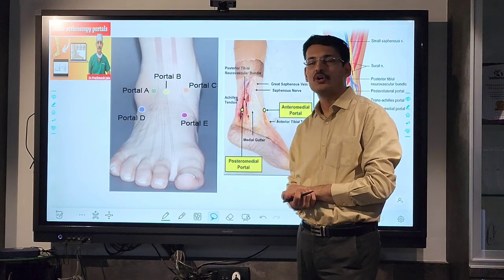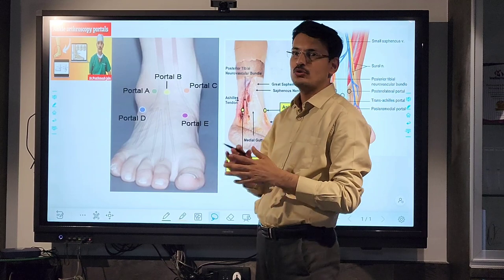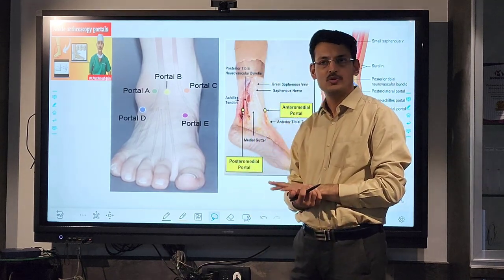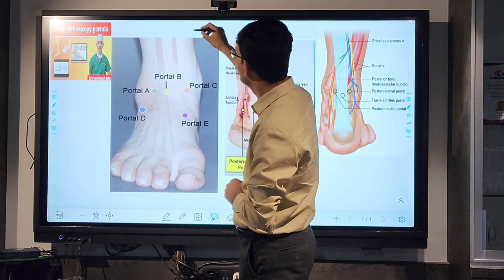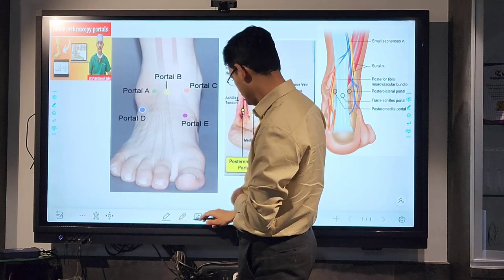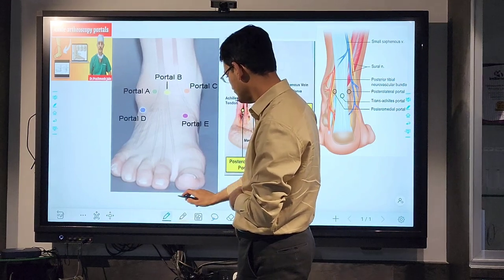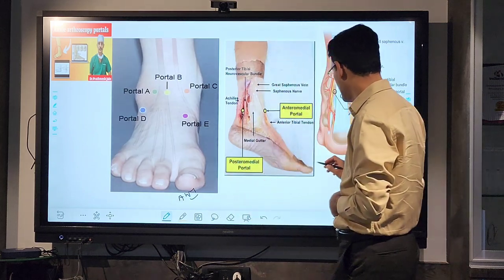Hello friends, we are talking about ankle arthroscopy. So ankle arthroscopy, you can do it in two ways. One is an anterior ankle arthroscopy, and the other one is a posterior.